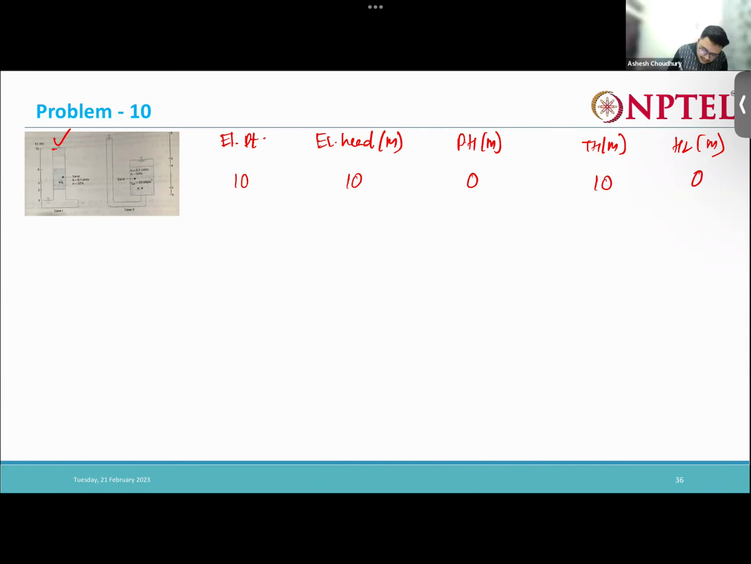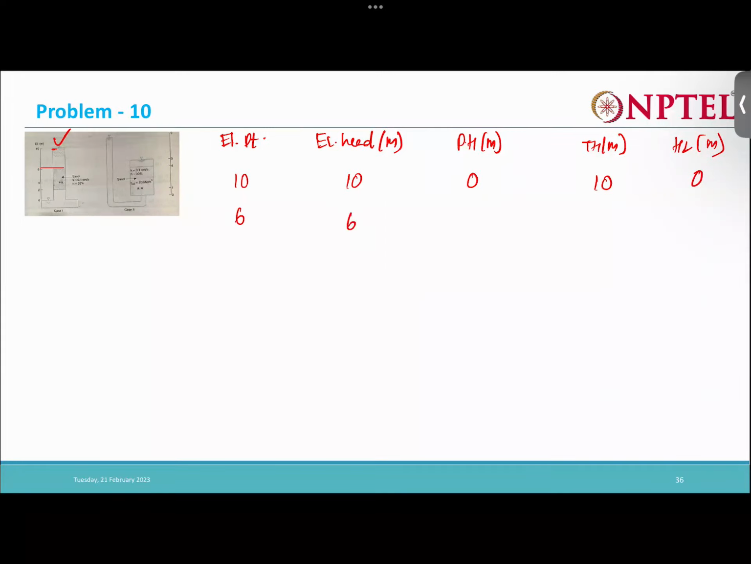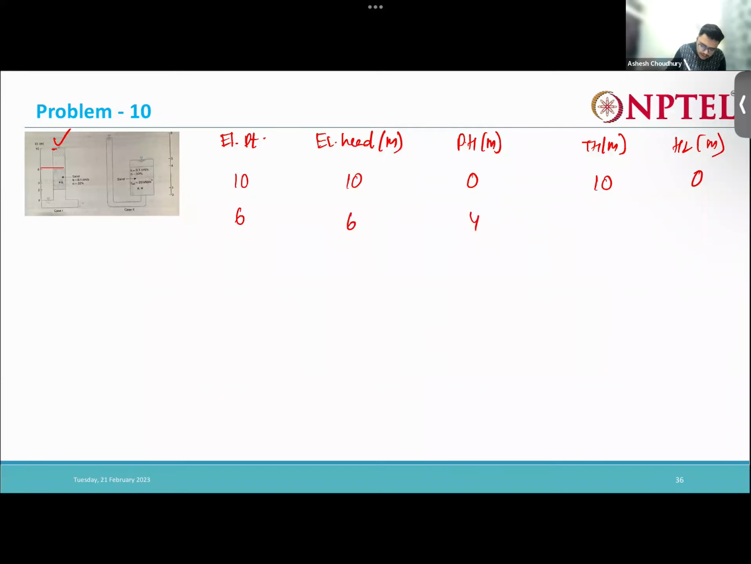Now for the sixth point, 6 here is the entry point. What is the elevation head? 6. What is the pressure head? 4, because this height is 4. Into the total head, the sum will be the total head, which is nothing but 10. So head loss is 0.